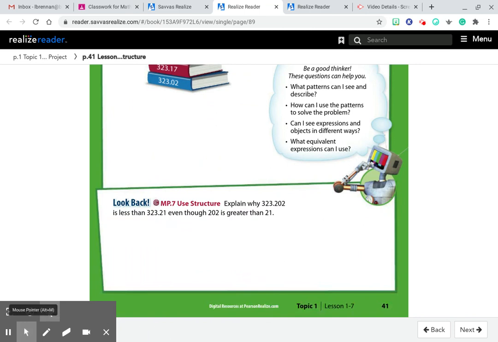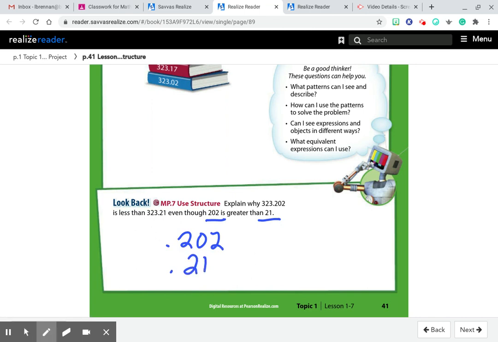Explain why 323 and 202 thousandths is less than 323 and 21 hundredths, even though 202 is greater than 21. Remember, these are the digits, but they're not in place value. So remember our first value is 202 thousandths. Our second is 21 hundredths. And if we annex a zero, it's the same as saying 210 thousandths.